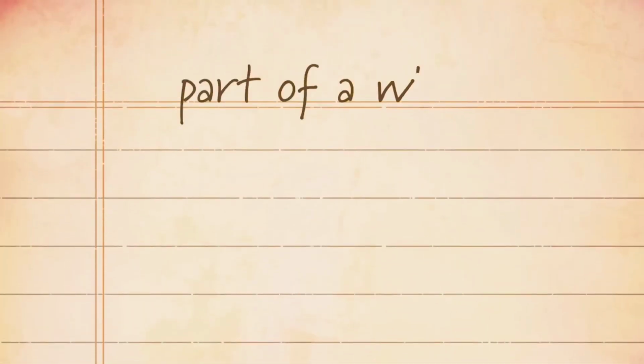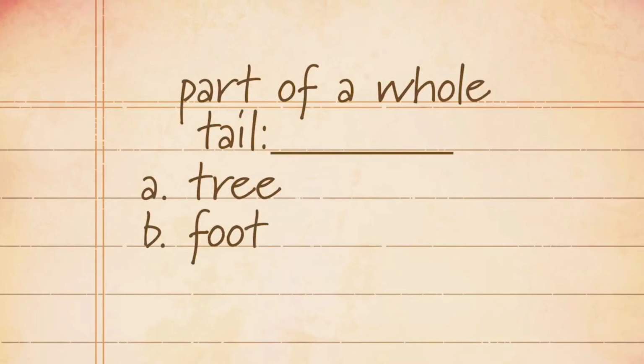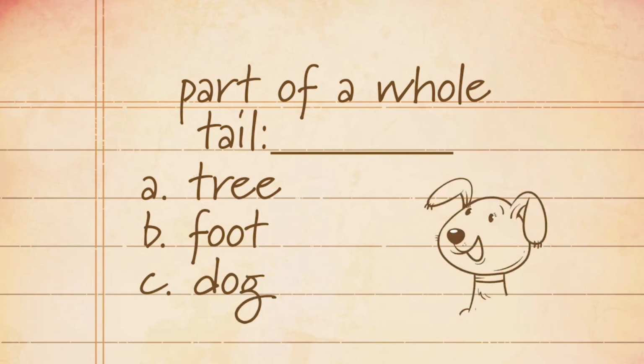Which word completes the part of a whole relationship in this example? Tree, foot, or dog? A tail is not part of a tree, nor is it part of a foot. The correct answer is dog, because a tail is part of a dog.